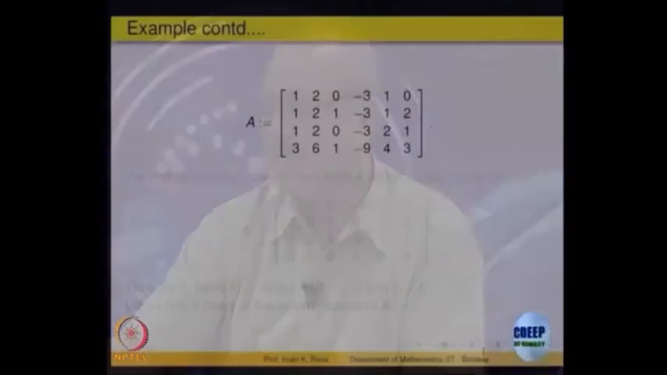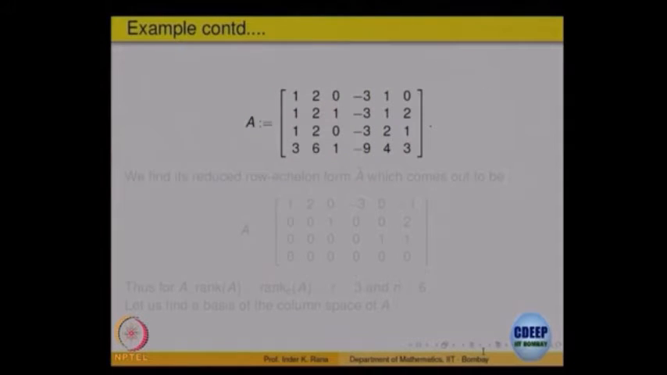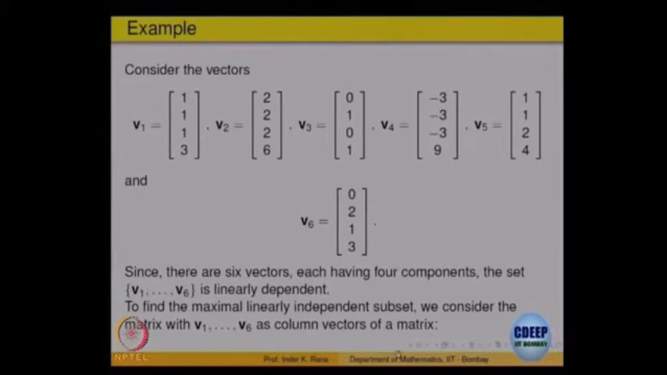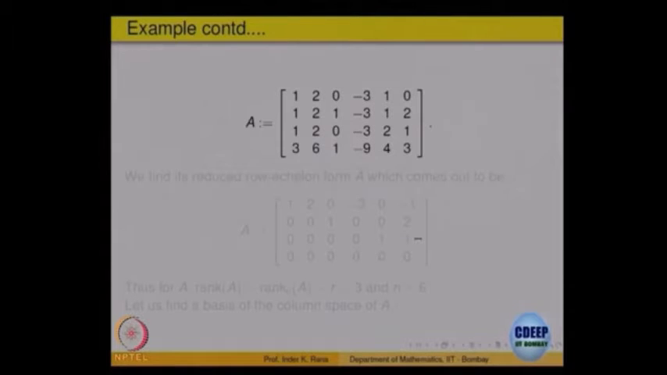So, let us form that matrix. This is the matrix A, where each column is that vector. The first one is 1 1 1 3 and so on. All these 6 are put as columns. So, I get a matrix. What is the order of the matrix? There are 4 rows and 6 columns, 4 cross 6. I want to reduce it to row echelon form.